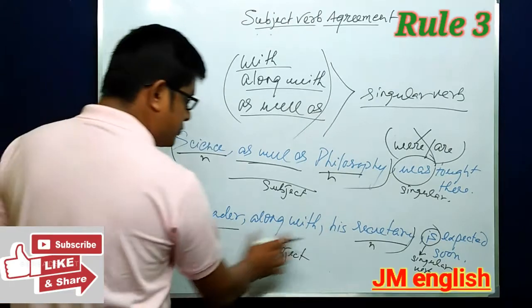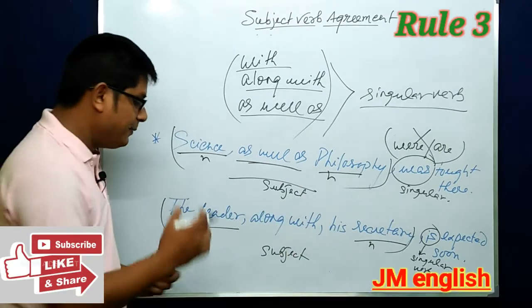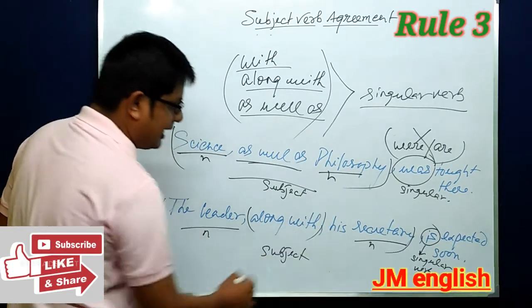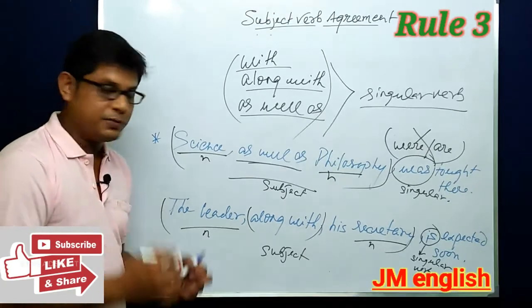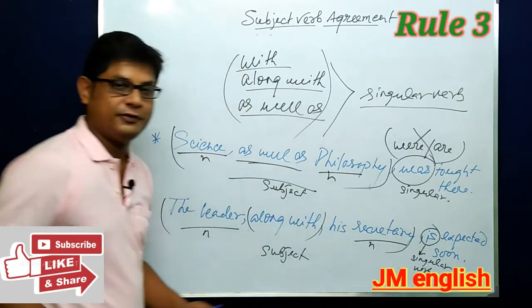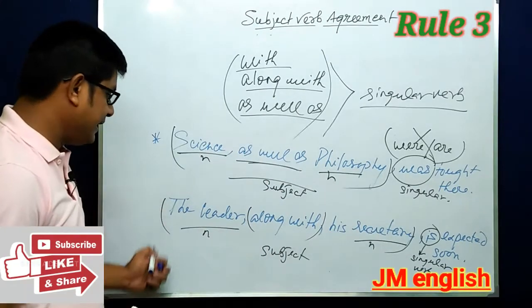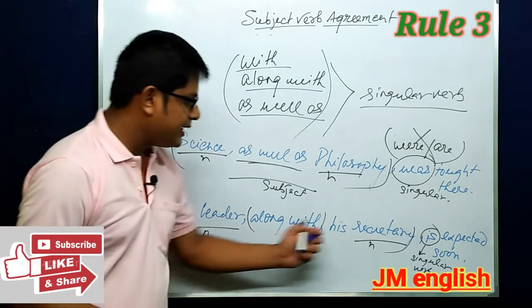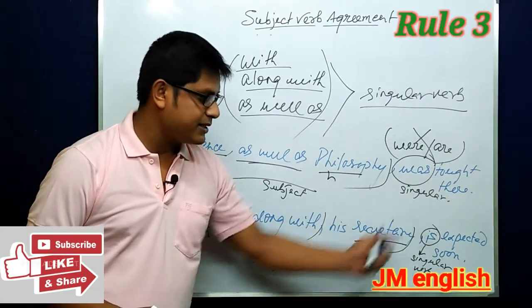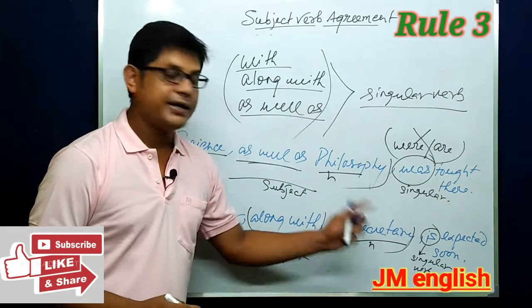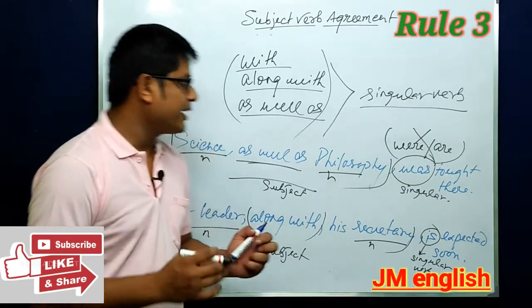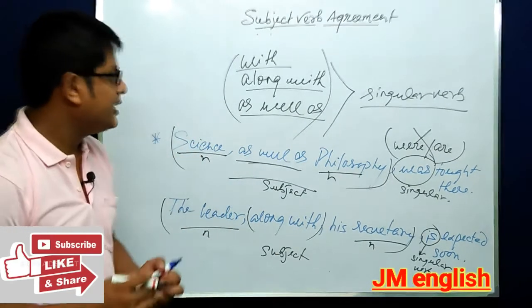Clear? So you have two nouns connected together, but you have used "along with," and that's why you are supposed to use a singular verb for this one. So this is the sentence: The leader along with his secretary is expected soon. Don't use "are expected," because then it would be wrong. Okay, so this is all about rule number 3.